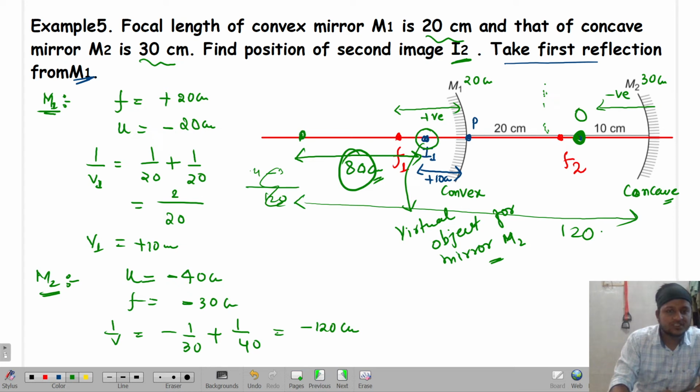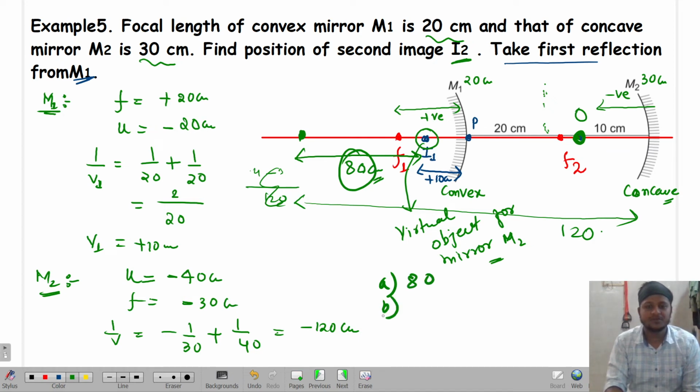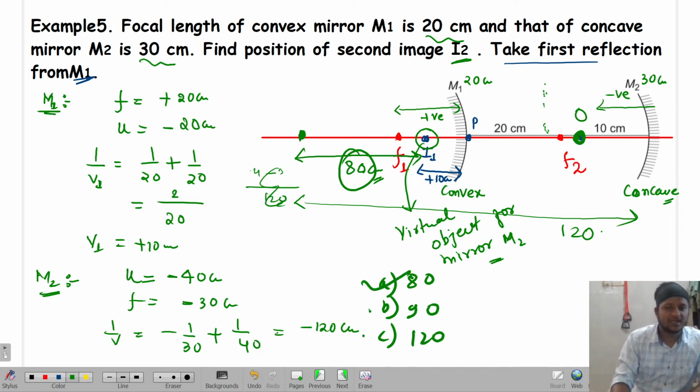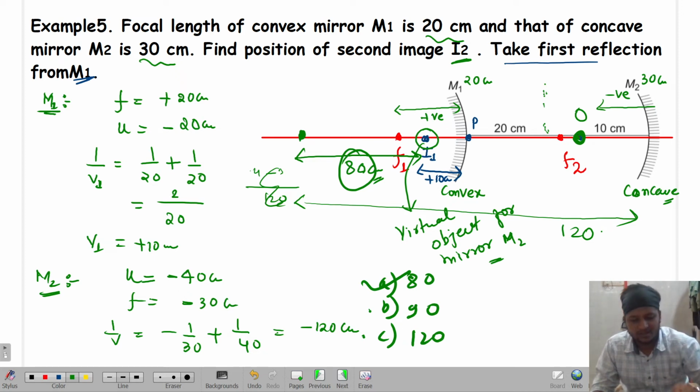Why? Because the position of this image is arising only due to I1, which is acting as a virtual object. So let's suppose the options are given: A as 80, option B as 90, option C as 120, and none of these, then I will take the answer 80. I will not take options 90 and 120, because this image calculation has been done with respect to I1. Understood or not? Gagan, Anush, are you able to get me or not? Okay, so there is a little bit of trickiness involved over here.